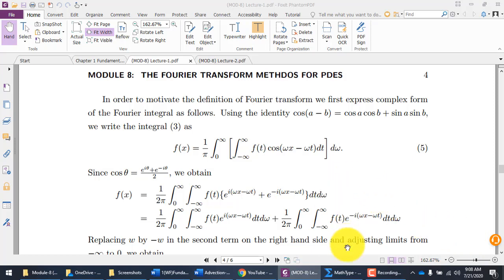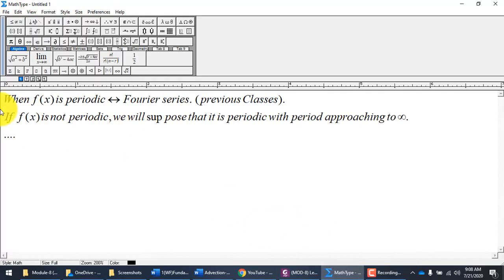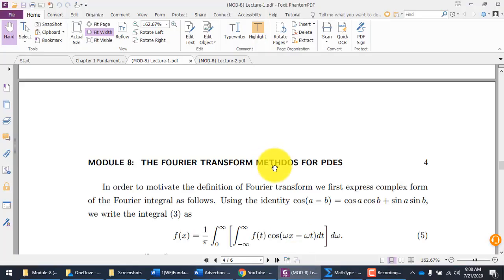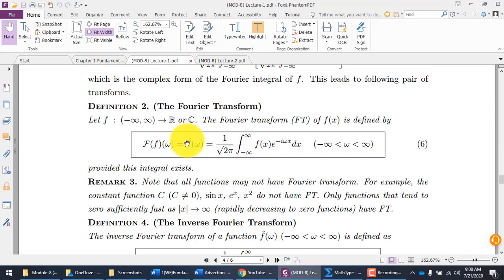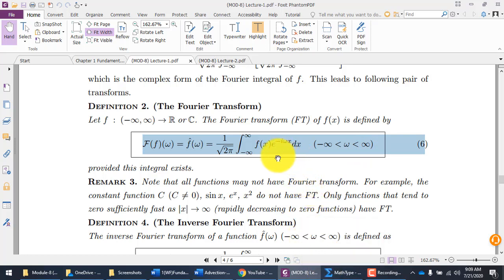When you apply some mathematical steps, Fourier series will change to a new form. So what will be that new form? This is very important. First of all, the function is not periodic and we will suppose that it is periodic with period approaching to infinity. So what will happen to the Fourier series? Fourier series will change to a new form and this is called Fourier transform. If you want these steps, I have already uploaded on YouTube the video lecture number I think 10 which is related to the mathematical steps of Fourier transform, and some examples as well.